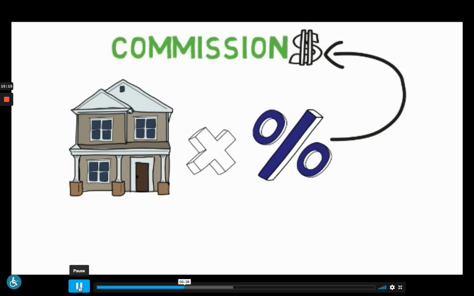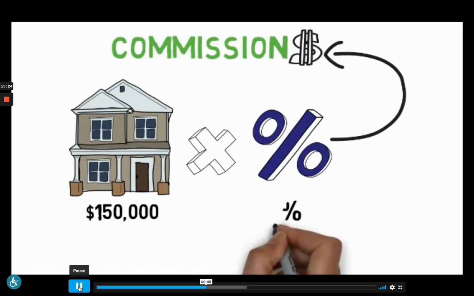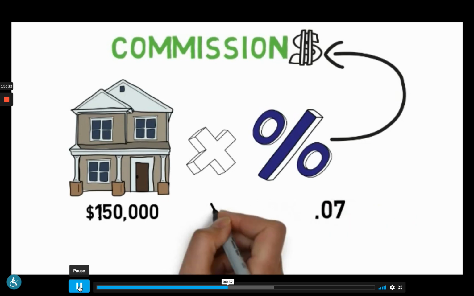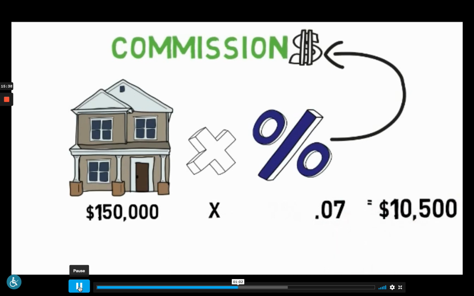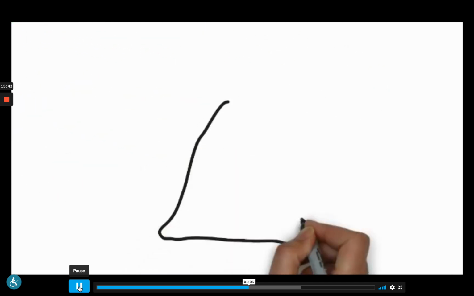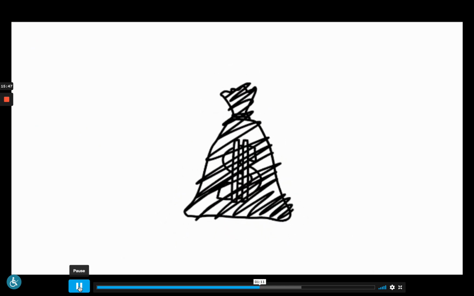Let's look at an example. A home sells for $150,000. The commission rate is 7%. When multiplying or dividing, it makes it easier if you convert percentages to decimals. To convert a percentage to a decimal, simply divide the percentage by 100 and drop the percent sign. In this case, this gives us 0.07. Multiply 0.07 by the sales price, and you'll find that this transaction would yield a total commission of $10,500. Keep in mind, the commission you receive will be lower if you split the commission with your real estate firm or another real estate professional.